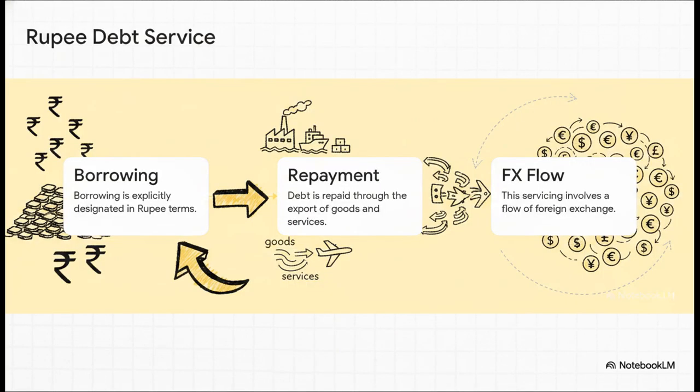Well, it's actually a pretty brilliant, almost barter-like sequence. Sometimes a loan is explicitly designated in rupee terms right from the get-go. To pay it back, the debt isn't just settled by wiring cash. It's repaid through the literal physical export of goods and services. We export tangible items to service the loan, which ultimately creates an indirect flow of foreign exchange. It's this highly specialized, self-contained transaction loop.